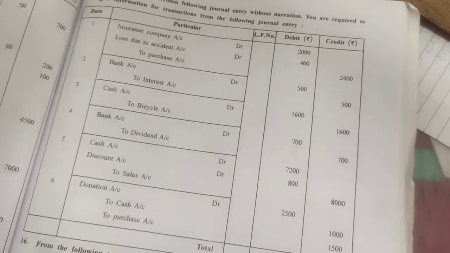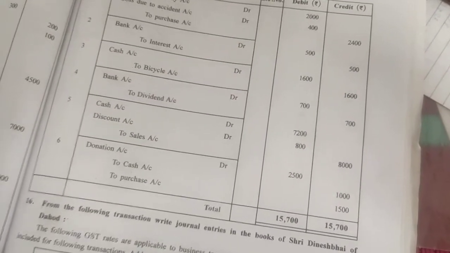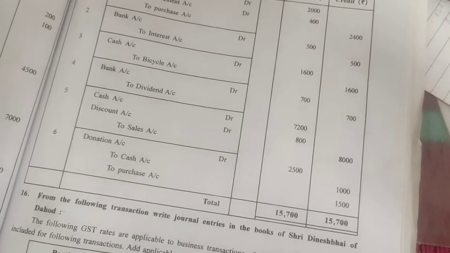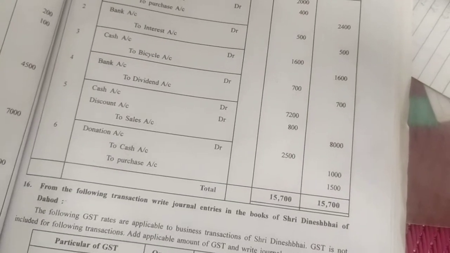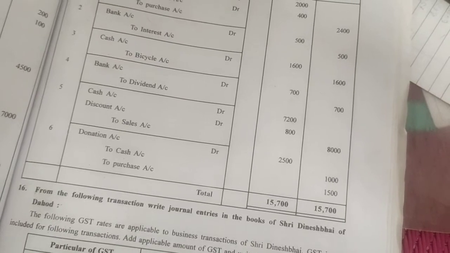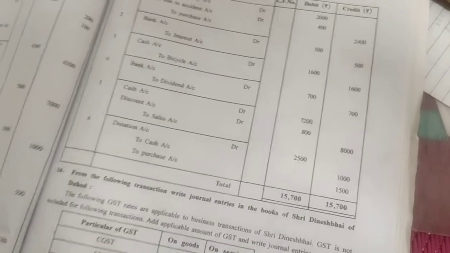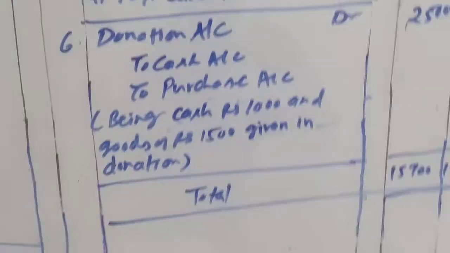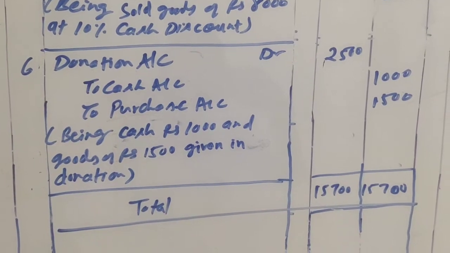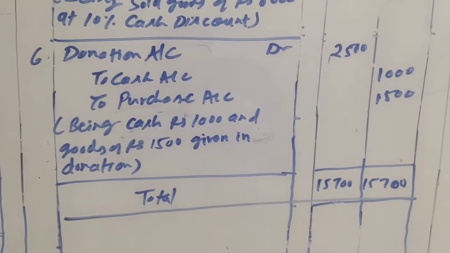Purchase account credit means there is an outflow of goods other than sales. For what it has gone, we can know from the debit side. The debit account here is donation, so goods of rupees 1500 are given for donation. Along with goods, what else is given? 1000 rupees in cash. So cash of rupees 1000 and goods of rupees 1500 are given for donation. Here the entry and narration is donation account debit to cash account, to purchase account, being cash of rupees 1000 and goods of rupees 1500 given in donation.